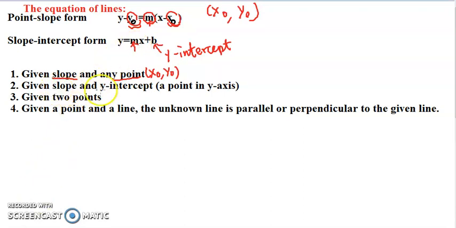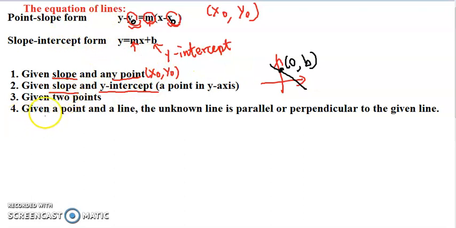If you are given the slope and y-intercept b, we should directly use the second formula. But this y-intercept is a special point. It has to be on the y-axis, which means the x-coordinate must be 0. Whatever the y-intercept is, the x-coordinate must be 0. So if you don't have the special point, you should use the first formula.